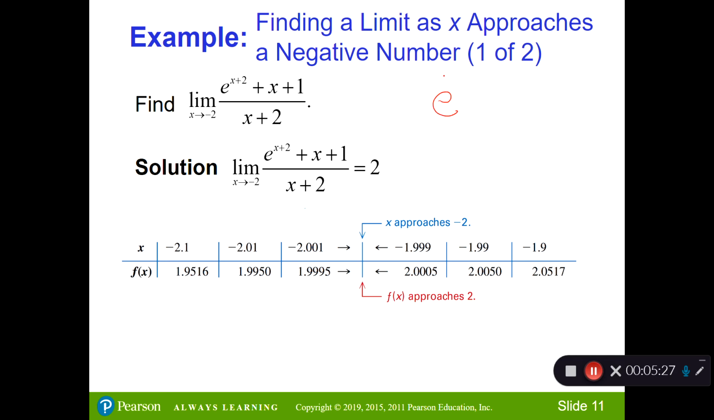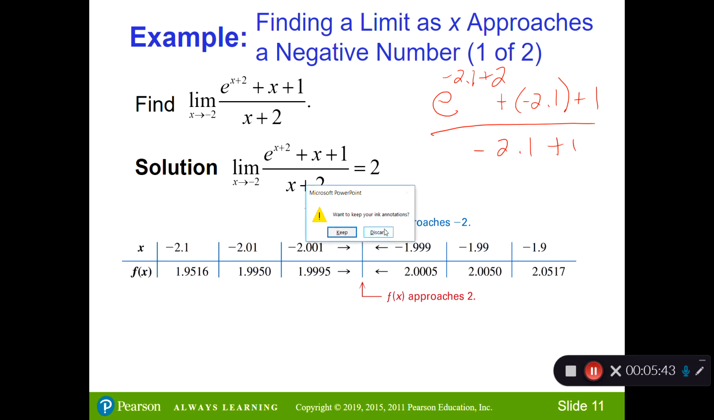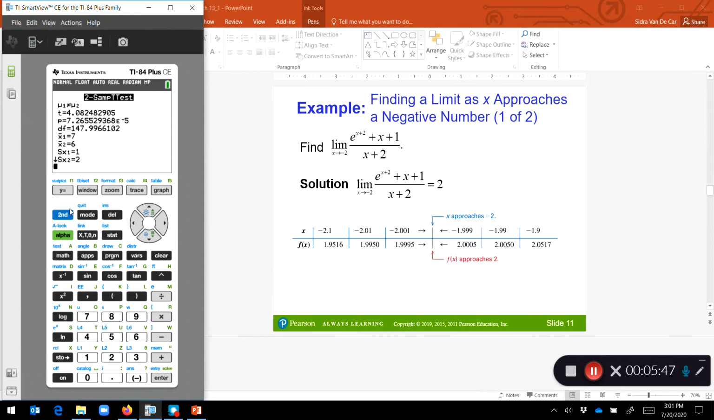So in my calculator, I'm going to put e to the -2.1 plus 2 plus -2.1 plus 1 over -2.1 plus 1. Now, there are two ways that I can plug that into my calculator. The first way would be to type it in. So I'd do parentheses for the numerator, second and my e to the x, and type in -2.1 plus 2, get out of the exponent, plus -2.1, plus 1, close parentheses for the numerator, divided by -2.1 plus 2.